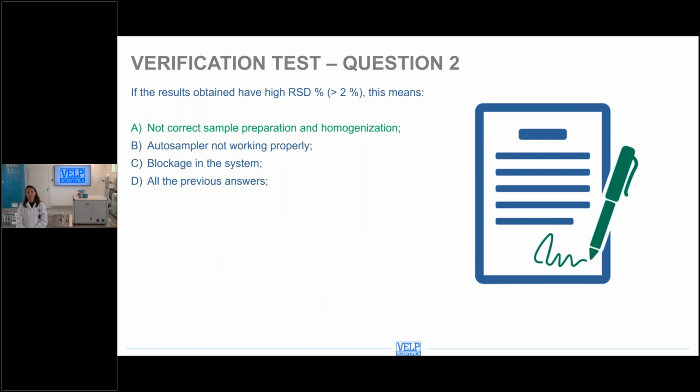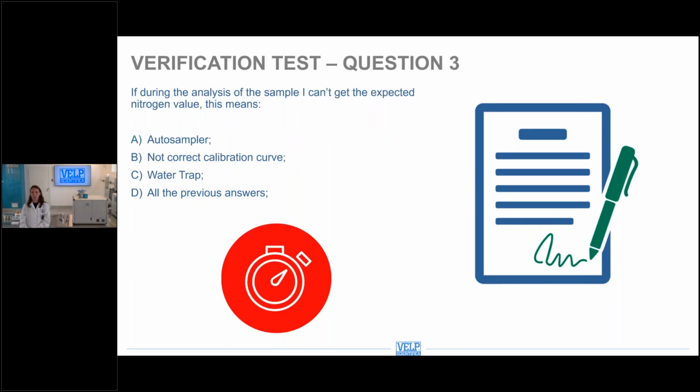And this is due, let's see together the answer, to the A. So if we don't prepare the sample properly at the beginning, we can obtain a higher RSD. It means to have a correct sample preparation and homogenization. As Matteo told you, the particle size of samples for Dumas analysis, as required by the official method, should be less than 0.5 millimeters. So for solid samples, and for liquid samples, it's suggested to take them under stirring in order to have a representative sample before the analysis. Let's see the question number 3.